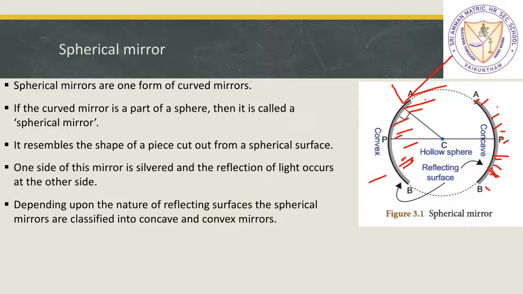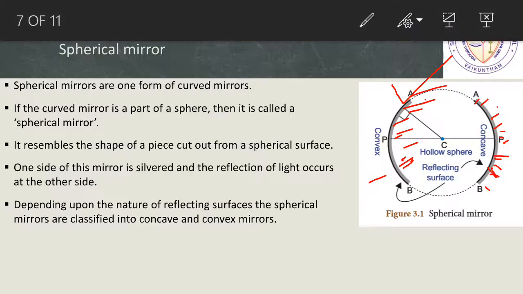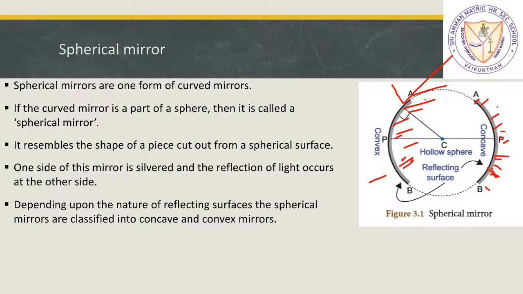Depending upon the nature of reflecting surface, the spherical mirrors can be classified into concave and convex mirrors. Here itself you can see there are two types, right? One is shaded or coated inside, another one is coated outside. So when you coat the inside part, the outside surface will be the reflecting surface. If you coat the outside part, the inside side will be the reflecting surface. So depending upon whether the outside is a reflecting surface or inside is a reflecting surface, the mirrors are classified into convex and concave mirrors. In detail we will study this.